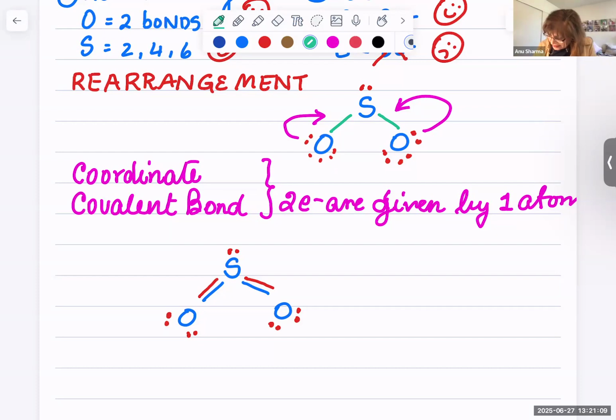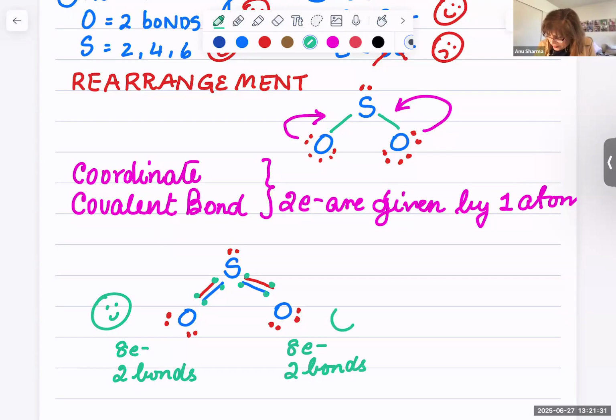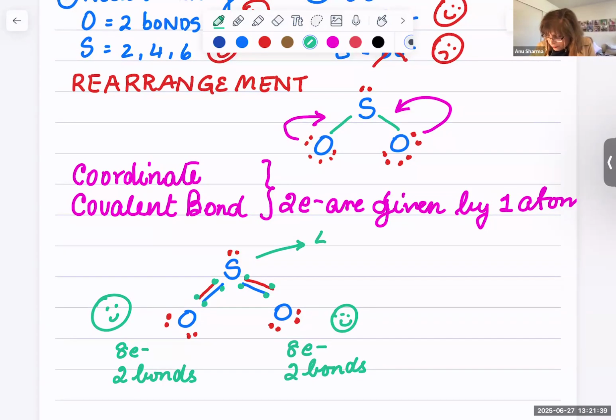Now what do you see here? In this case, oxygen has 1, 2, 3, 4, 5, 6, 7, 8 electrons, and oxygen is making 2 bonds. So very happy state for oxygen. Okay, this oxygen also has 1, 2, 3, 4, 5, 6, 7, 8 electrons, and it's making 2 bonds. So this oxygen is also very happy. And besides that, the sulfur has 1, 2, 3, 4, 5, 6, 7, 8, 9, 10. Sulfur is making 4 bonds, and when sulfur is making 4 bonds, it defies the octet. It doesn't follow the octet rule.